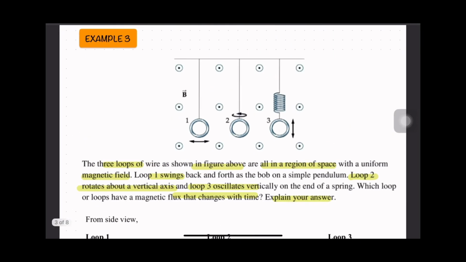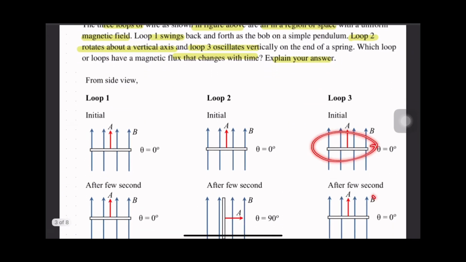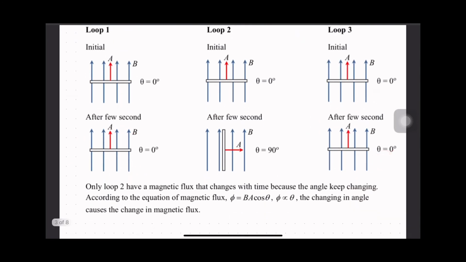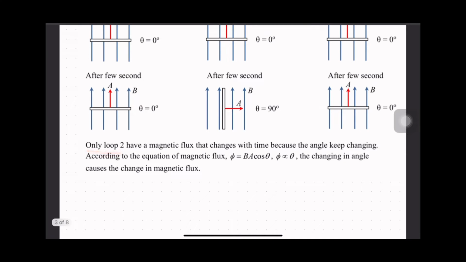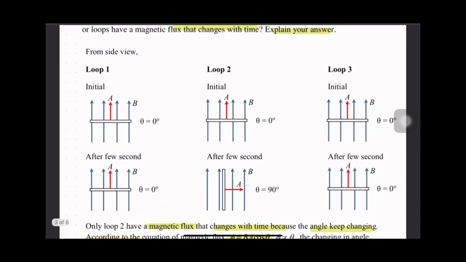Okay, loop 3, up and down. Up and down means no change, the same as the back and forth case. So here, with no change of angle, no change of area, no change of B, the loop does not experience any change of flux over time. So only loop 2 has a magnetic flux that changes with time, because the angle keeps changing according to the equation of magnetic flux, BA cos theta. Theta is directly related to flux. If theta changes, cos theta changes, meaning the magnetic flux also changes. Okay, the answer is loop 2.